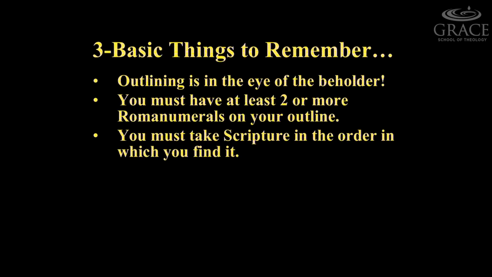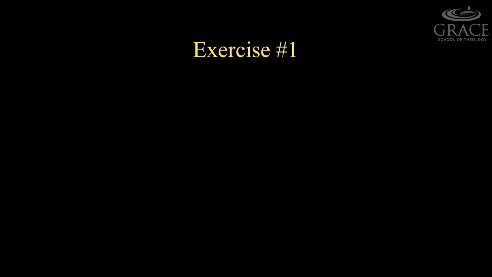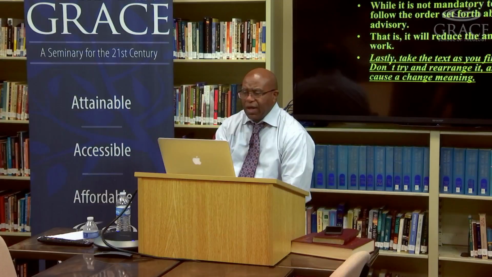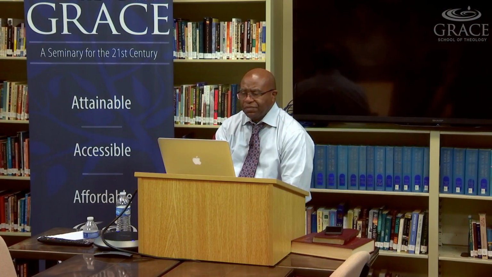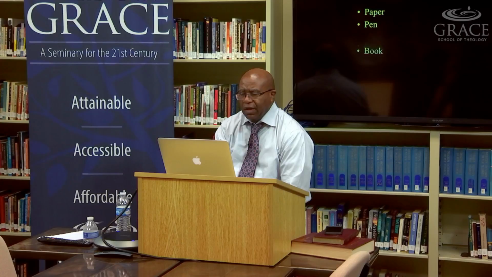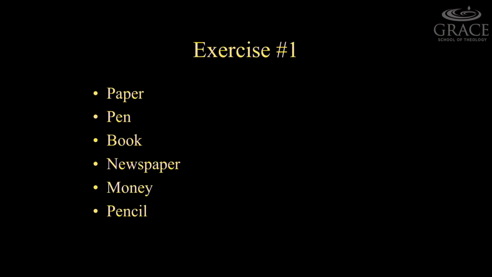So you work your way up, and that's what we call the inductive method. So remember, outlining is in the eye of the beholder. You must have at least 2 Roman numerals. And then, of course, you take scripture as you find it, in the order in which you find it. Now, usually I do the little exercise with the list, and I have you guys group them in. I won't do it tonight. But if you notice the list of things, you can see the various groupings, and I have the students take them in order. You can't take them out of order. And you put some Roman numerals on the grouping.